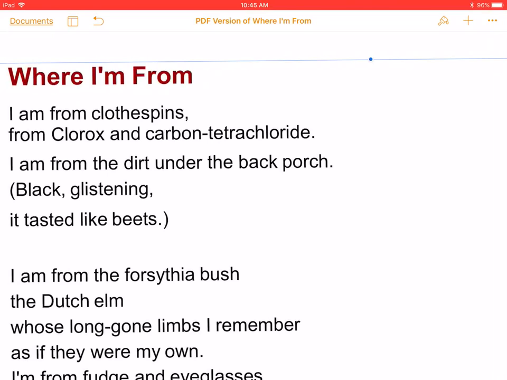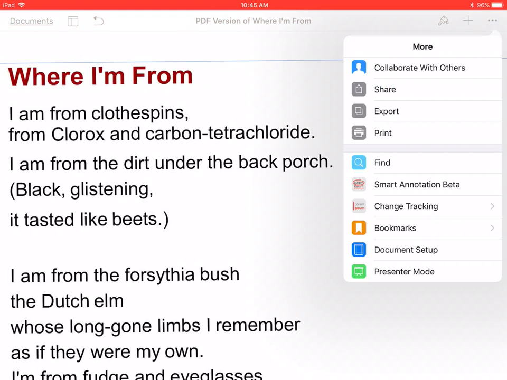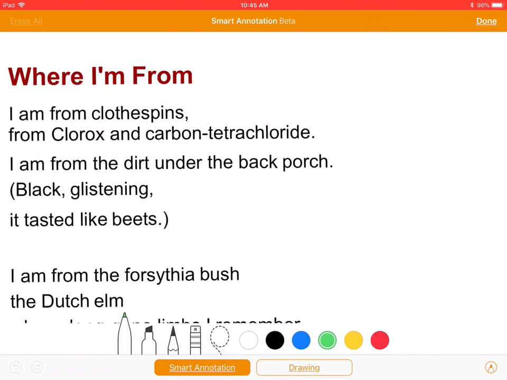So to get started with annotation, I'm going to click on the top right here, and then a drop-down menu comes up. I'm going to click on Smart Annotation Beta, and I got all these writing utensils, and I got colors to choose from. I'm going to choose blue just because, and then I'm going to start annotating.